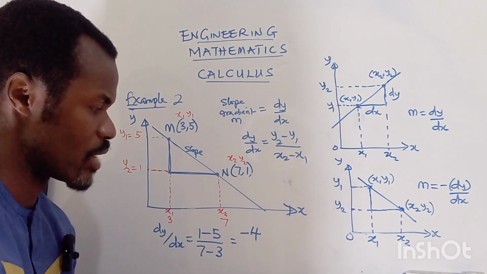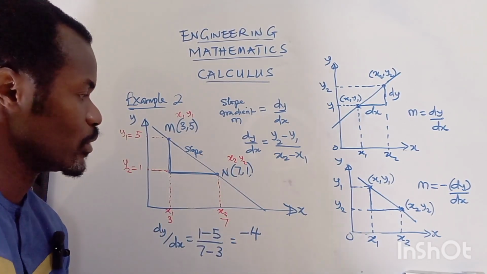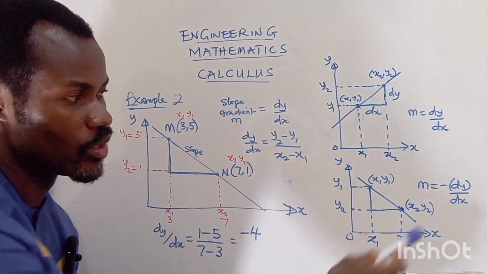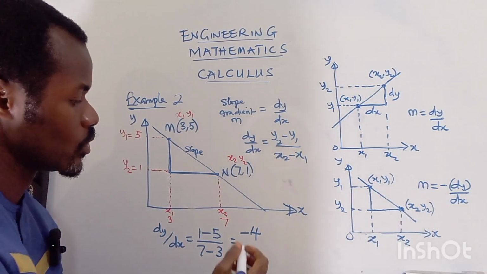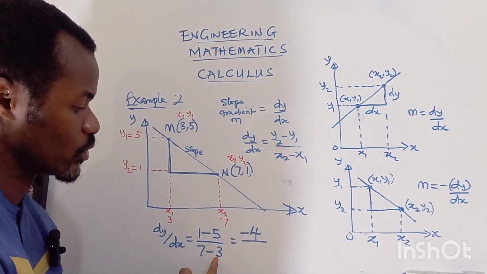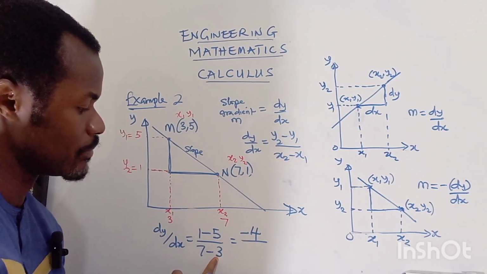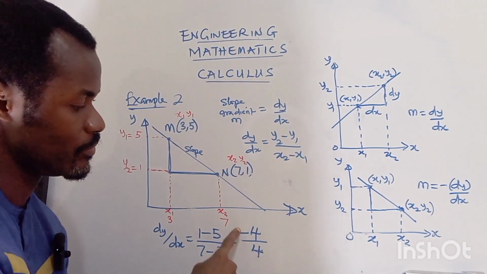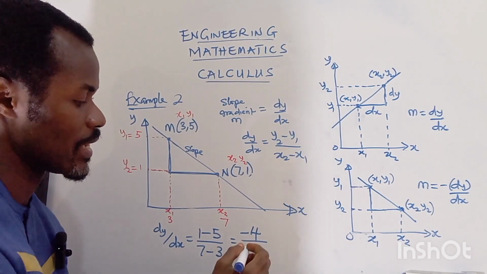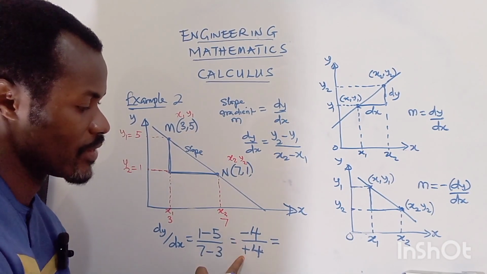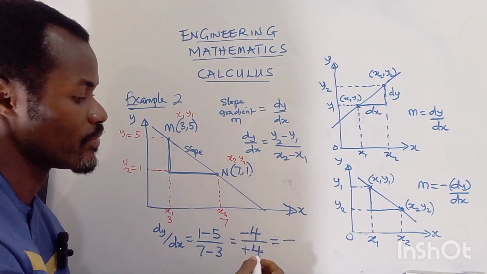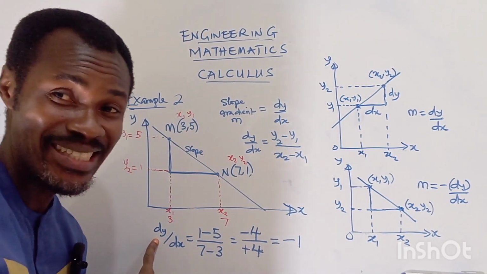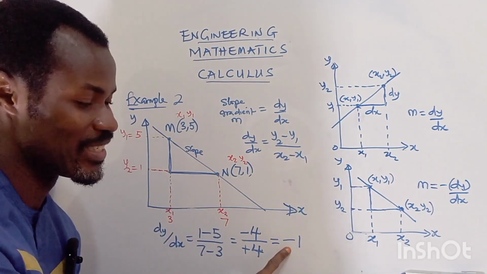Now we have used this example to see why, when your straight line comes downward, it gives you a negative slope, because the numerator dy becomes negative. We have this divided by 7 minus 3, which gives us 4. If you divide minus 4 by 4, the 4 is positive, so minus divided by plus gives us minus, and 4 divided by 4 gives us 1.